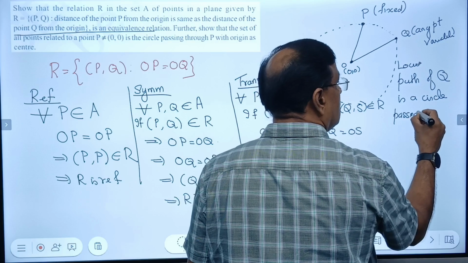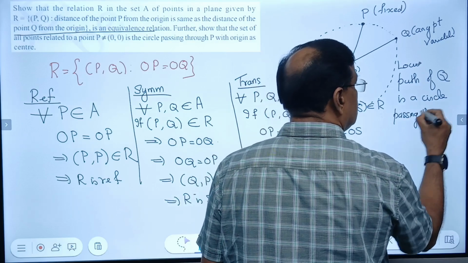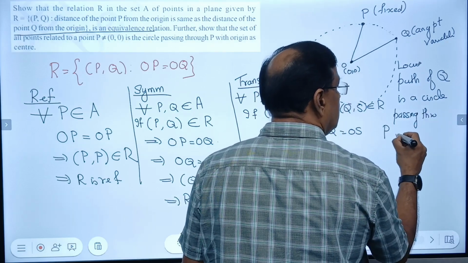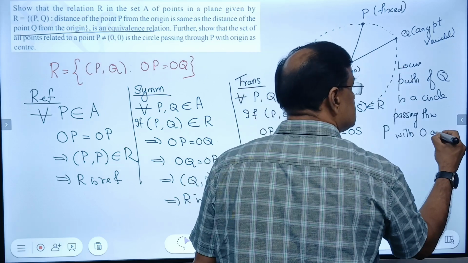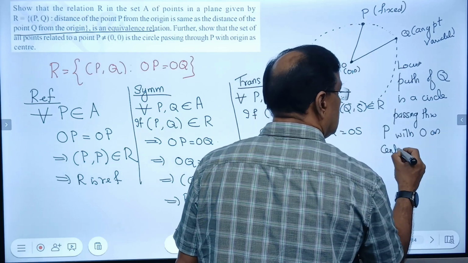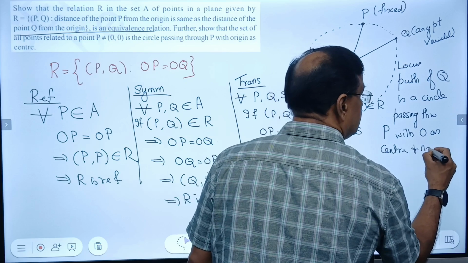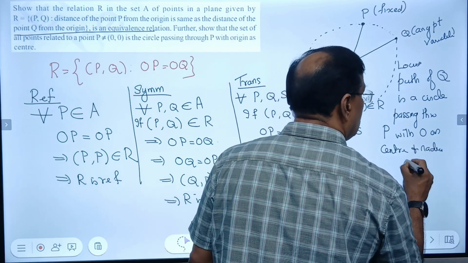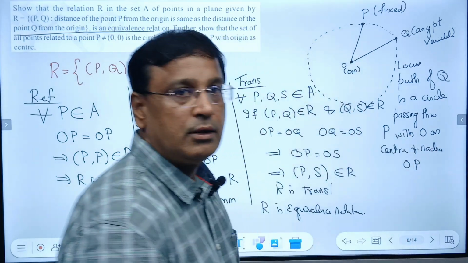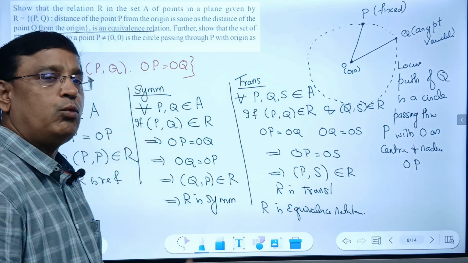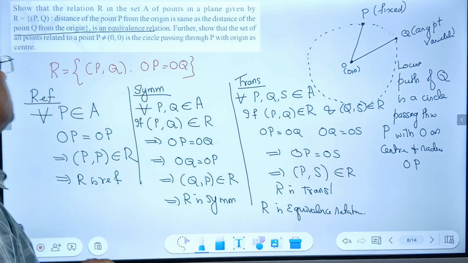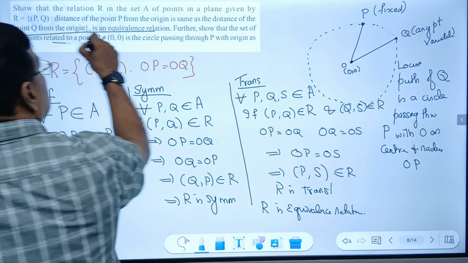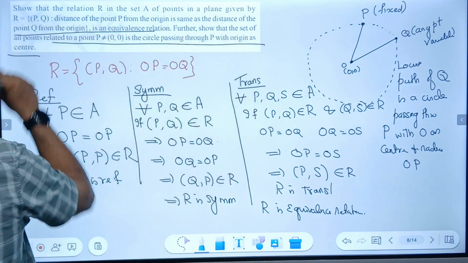Passing through P, with O origin as center and radius OP, which is nothing but an equivalence class. What is the equivalence class? We need a separate class for that. Okay, we'll do that separately. So that proves the second part of the question.